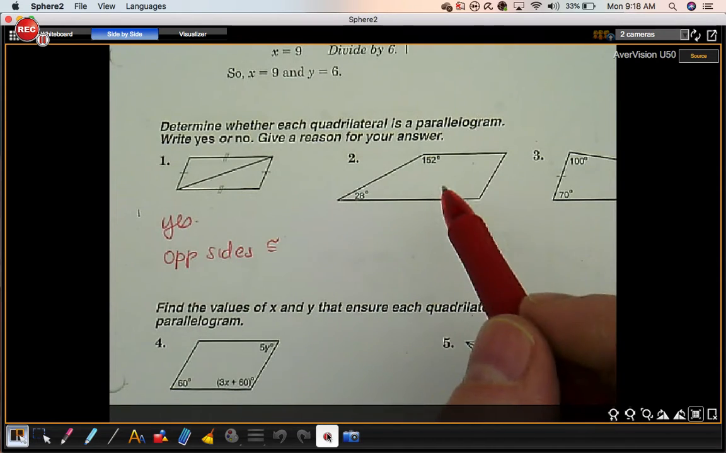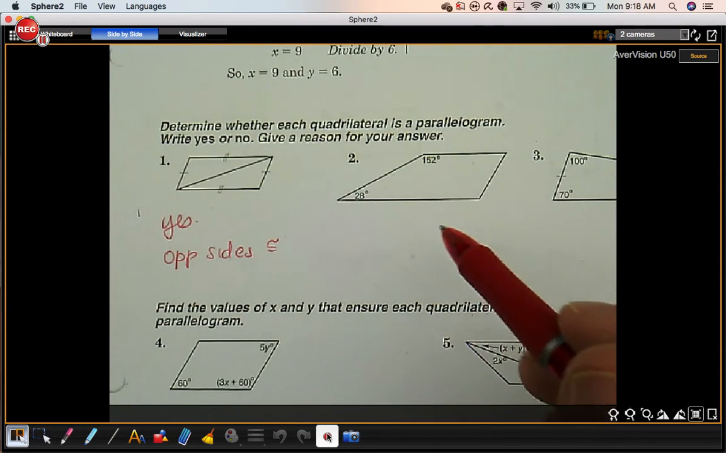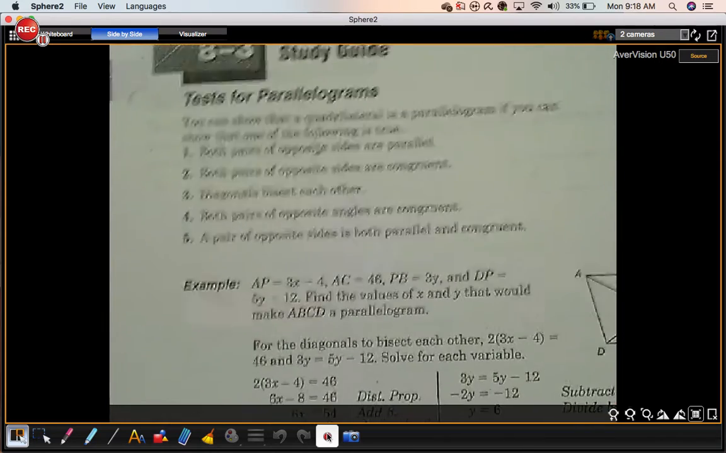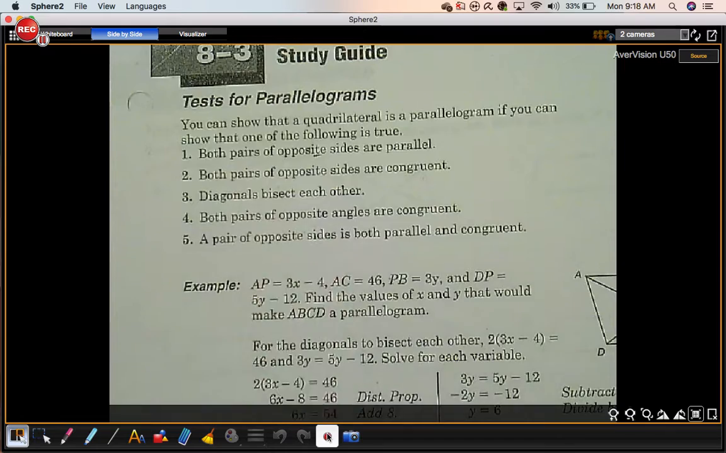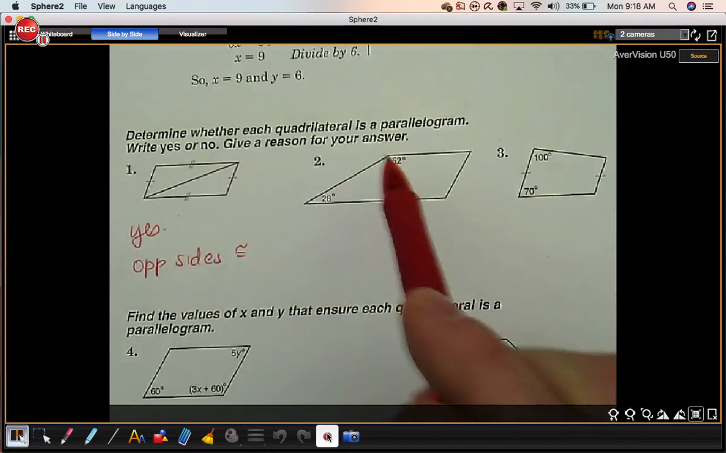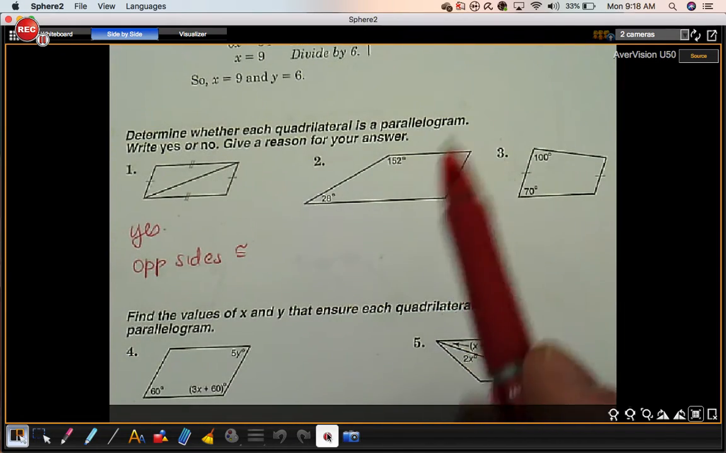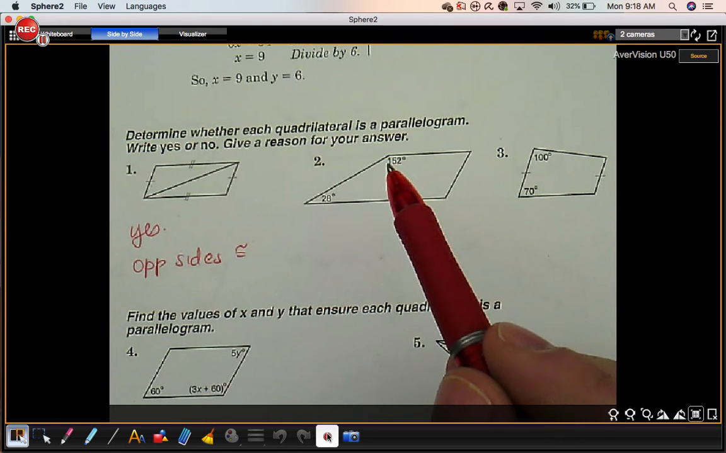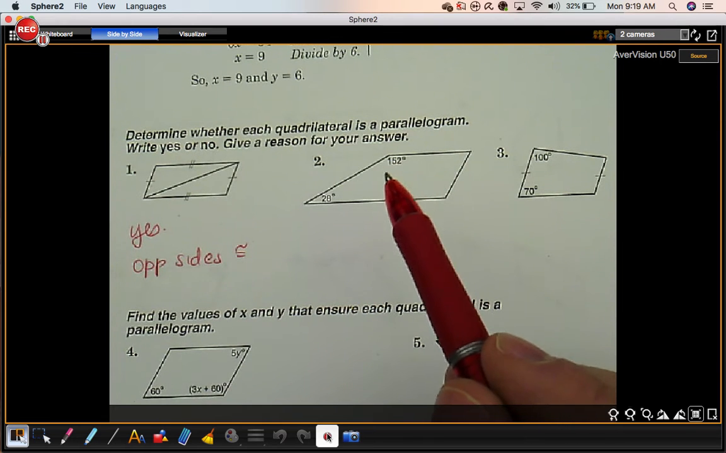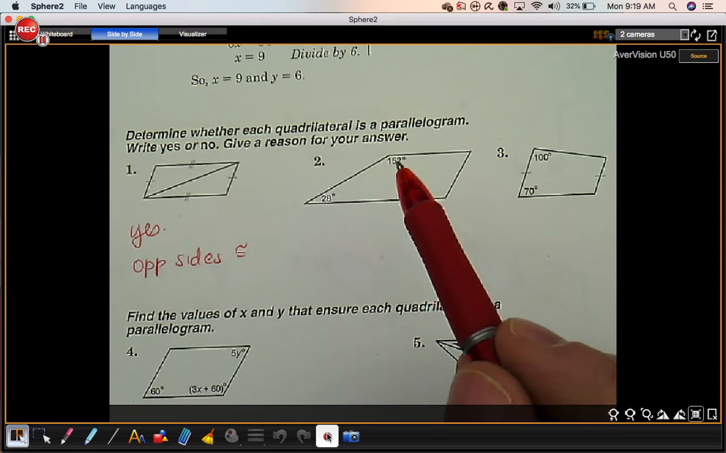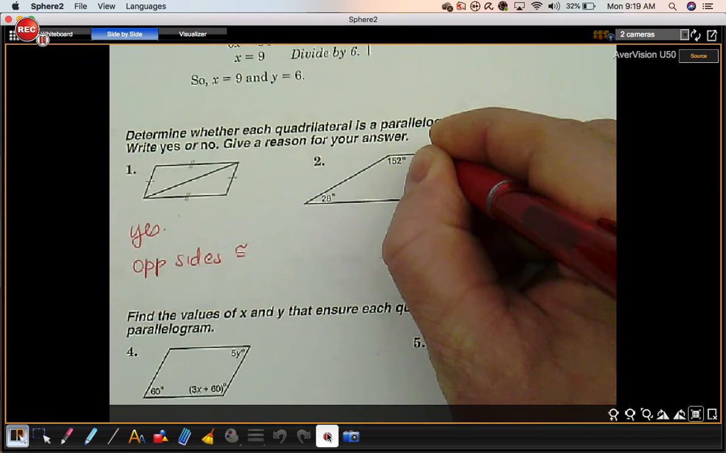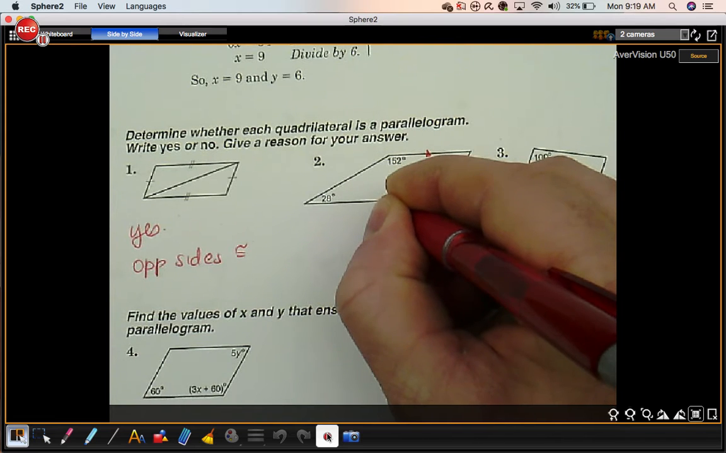Number 2, the figure doesn't look like a parallelogram. That doesn't mean that it's not going to be. Again, you need to reference these using the information they give you to see if it is a parallelogram. So 28-degree angle, its consecutive interior angle is 152. If you add those together, you are going to get 180. So that makes parallel segments.